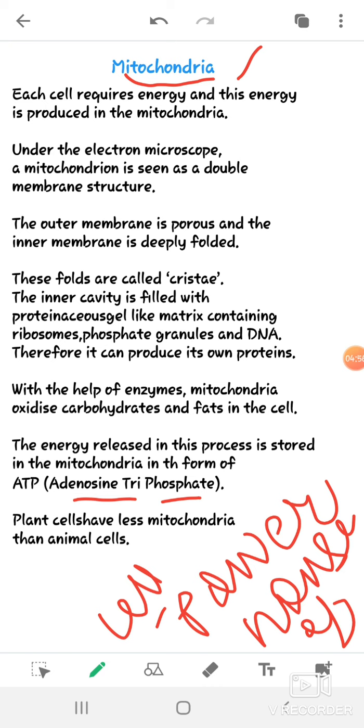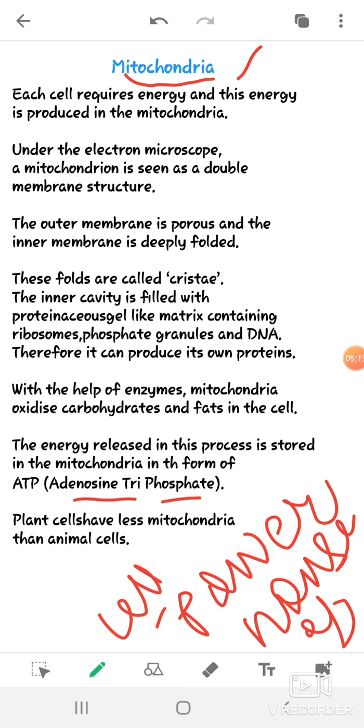And the plant cells have less mitochondria than the animal cell. We have already studied in the starting that there are some differences between animal cell and plant cell. Both the plant cell and animal cell have mitochondria, but the plant cell has less mitochondria than an animal cell.